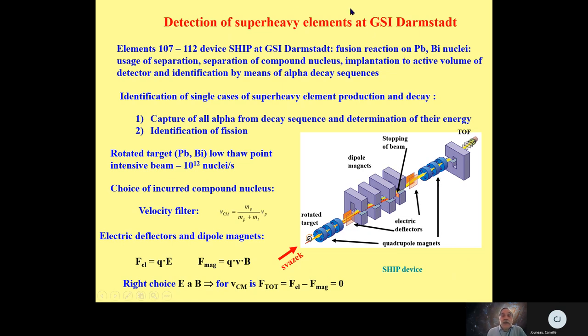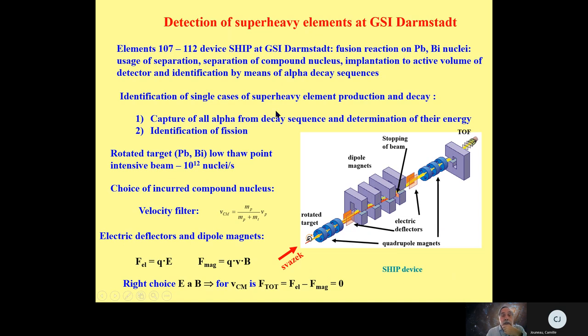Okay, the first experiments in which this method of identification of alpha decays was used, with identification of even one super heavy nucleus, were made at GSI Darmstadt on the device SHIP. And these elements from 107 up to 112 were identified. In this case, cold fusion was used, and as targets, lead and bismuth nuclei were used. And lead and bismuth are near these magic numbers. That means they are very stable target nuclei.